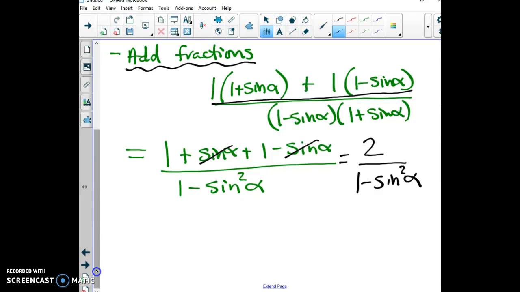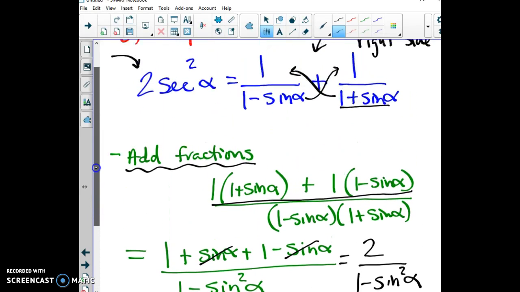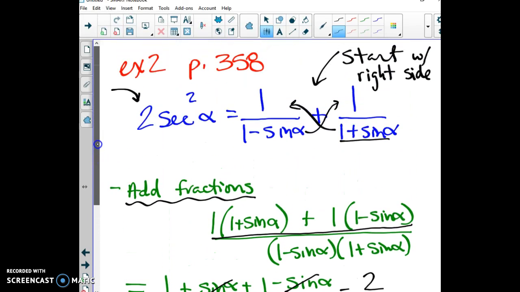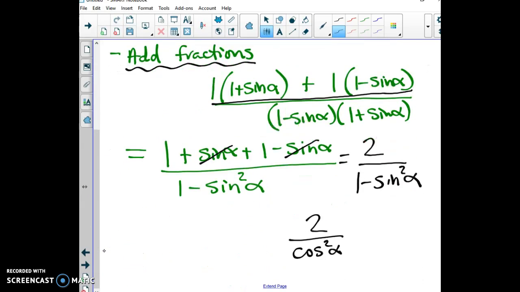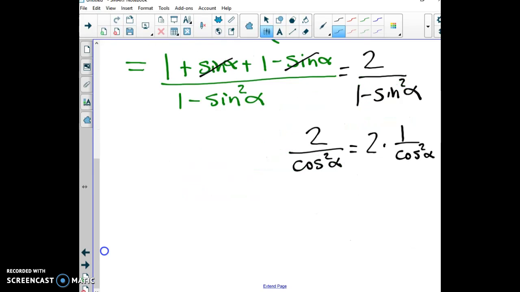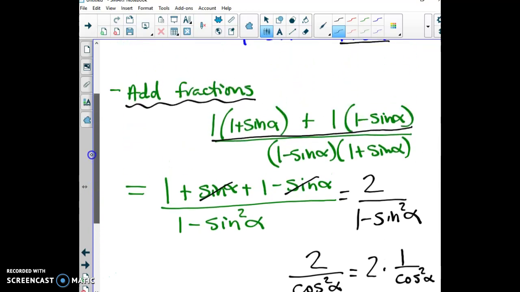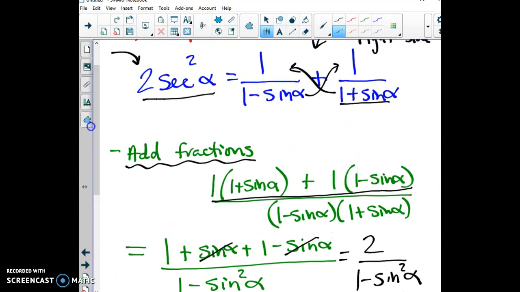And we're going to take that bottom, remembering our Pythagorean identity, 2 over cosine squared alpha, looking back to our original. We're going to change this into 2 times 1 over cosine squared, which we know to be secant. So 2 times secant squared alpha. And that's what we were asked to prove.